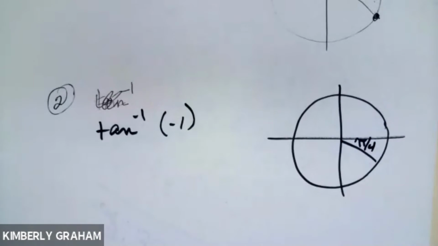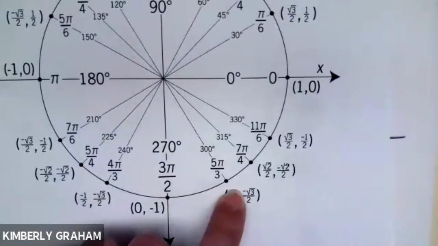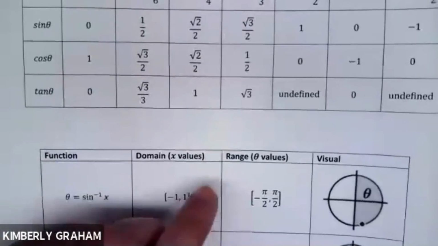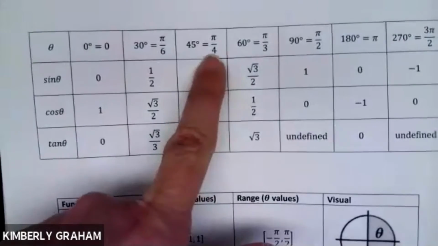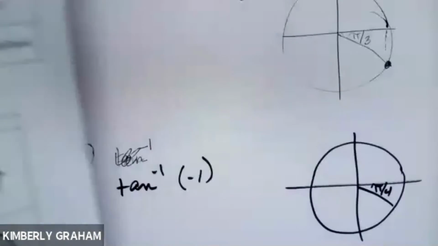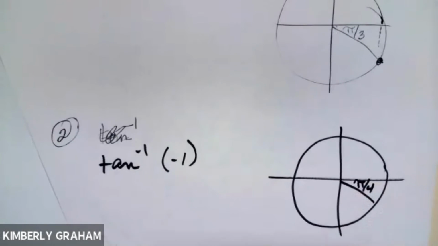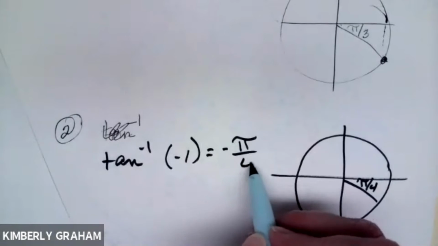And again, you can look at this unit circle, not your unit circle. Let's go over here. I know that on my chart here, tangent of 1 is pi over 4. So it's associated with that angle, but this angle is actually going to be negative pi over 4.